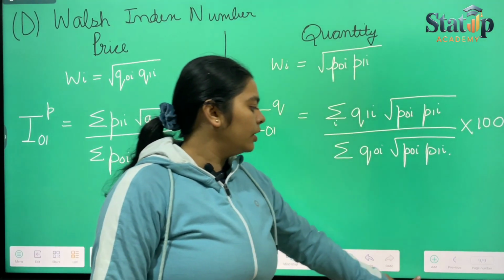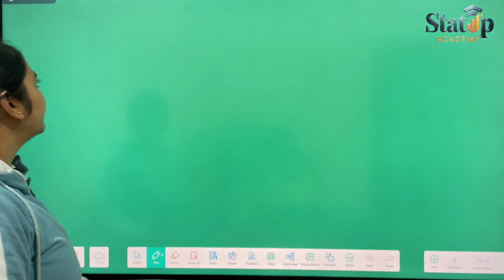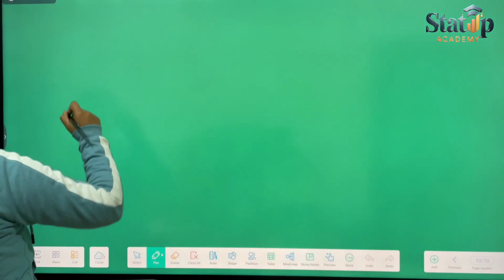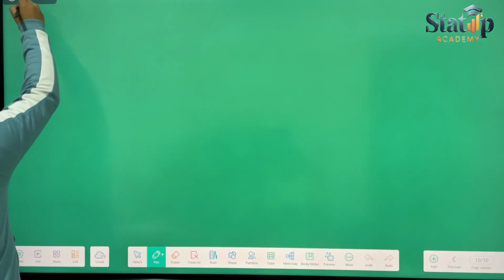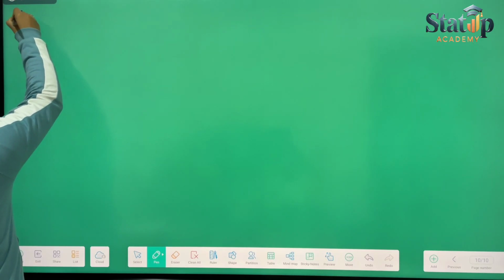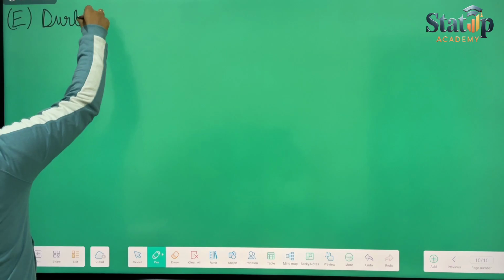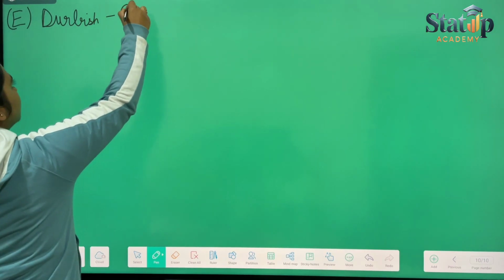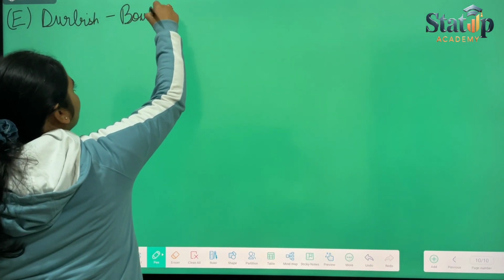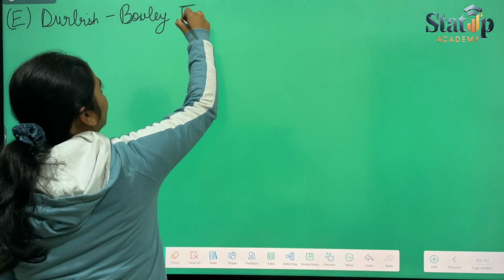Now moving forward to the fifth type of index number, which is the Drobisch-Bowley index number.